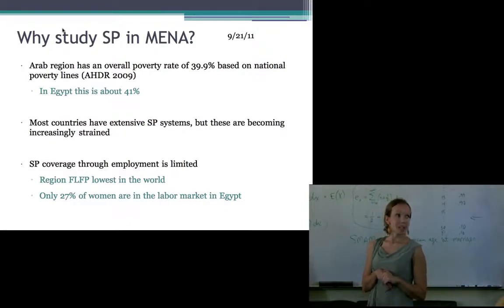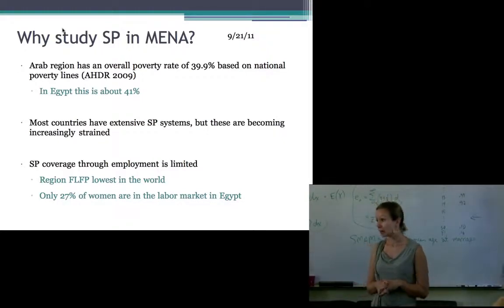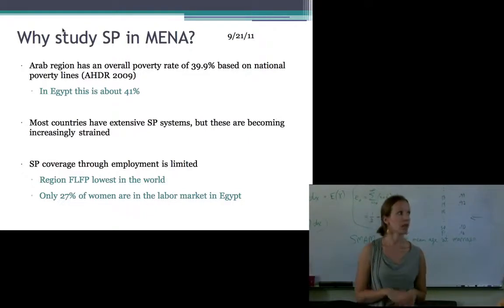And so the systems are in place, but the level of resources being put into them hasn't risen as much as population growth has, so these systems have become very strained. They're there because governments are afraid to take them away. They're very politically sensitive. But the quality of services and the extent to which it's actually reaching people is a question that's become increasingly important and increasingly unknown.